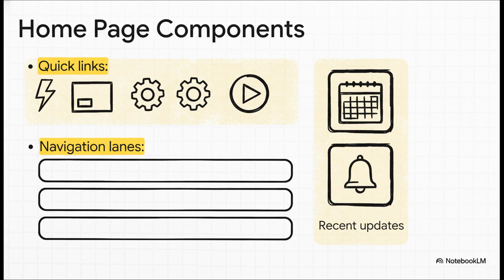First up, your quick links. These are the top 3 to 5 things your team needs every single day. We're talking the official sales deck, a link to their pipeline, zero friction. Second, the navigation lanes. These are the permanent, predictable sections for when they need to do a deeper dive. And third, the modules. These give them timely context, like a marketing calendar or, and this is crucial, a list of the most recent updates to the site.